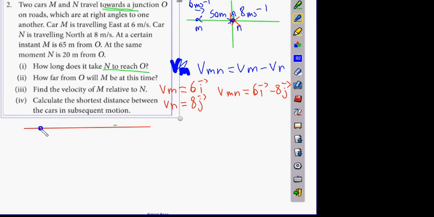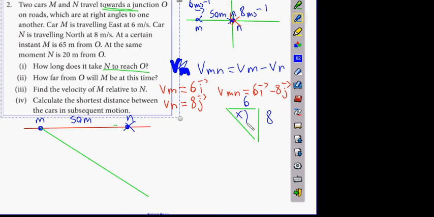M is here, N is here, 50 meters apart. N is rooted to the spot. Their relative velocity to each other is going south east. This angle here. Now, what I'm going to do is figure out what this angle is. What I can figure out from this is that that's 6 across, 8 down.